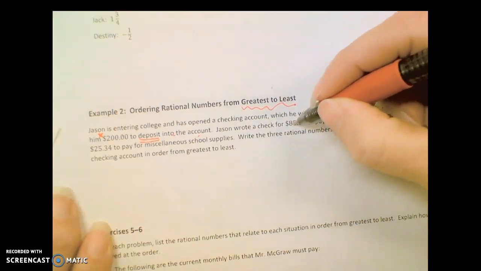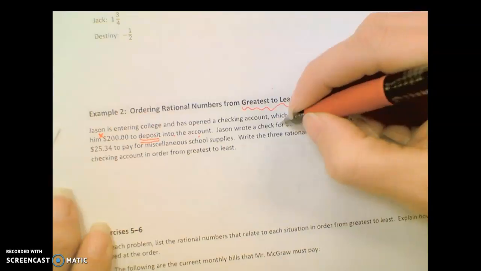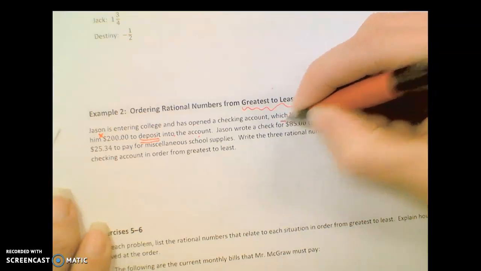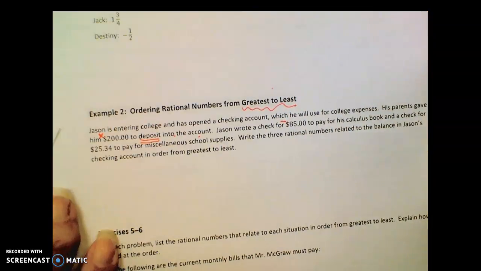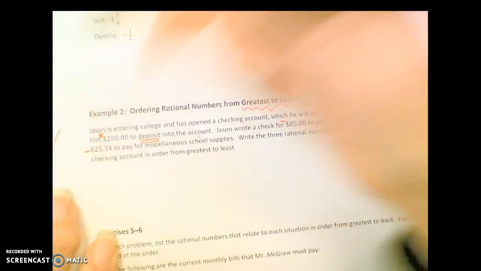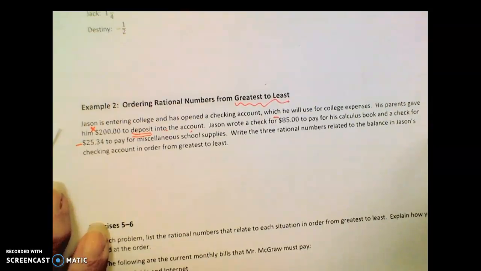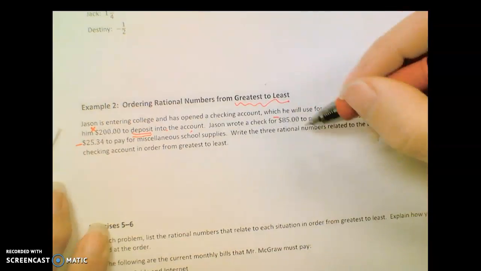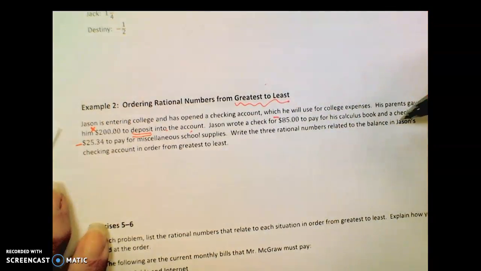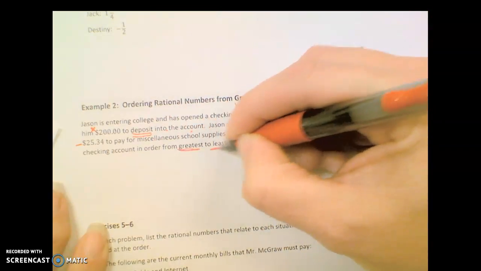Jason wrote a check for $85 to pay for his calculus book. So if you write a check, that money's coming out of your account, so that's a negative amount. And a check for $25.34 to pay for school supplies. So if you're paying for them, it's getting subtracted from your account. That would be a negative rational number. Write the 3 rational numbers related to the balance in Jason's checking account in order from greatest to least.